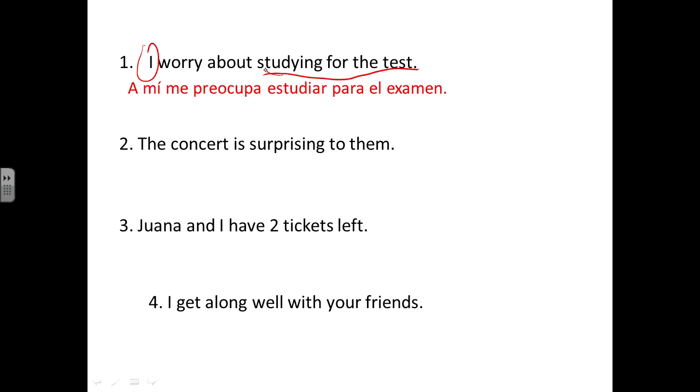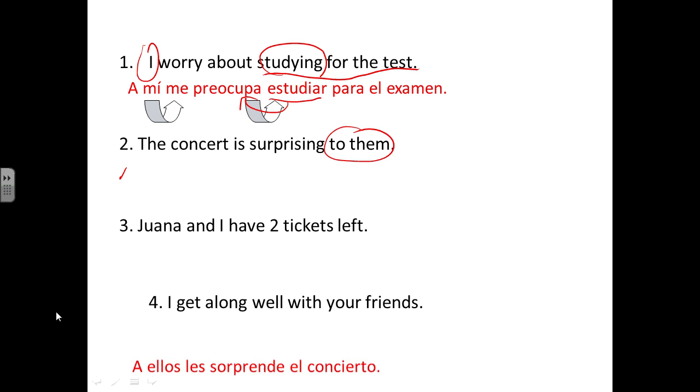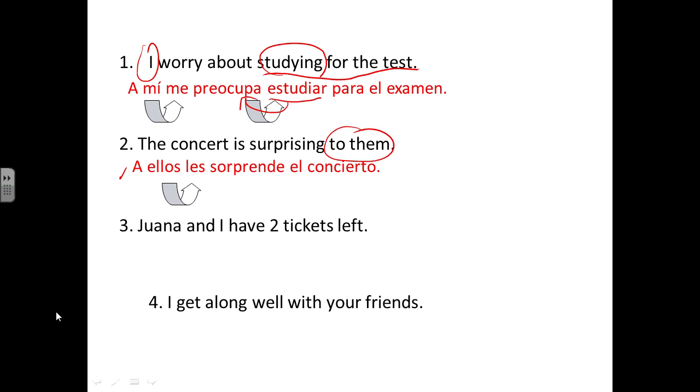Even though in English it's ing, okay, you do not conjugate, you don't have two verbs conjugated right next to each other. That's the problem with translating from English to Spanish. It's the same idea, so you don't conjugate right next to each other. Okay, the concert is surprising to them. To them is a ellos, no? So a ellos would go with les, surprising. Sorprende el concierto. Okay. A ellos goes with les. Sorprende va con el concierto.